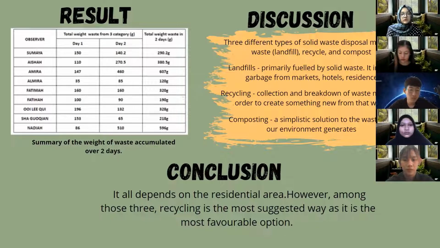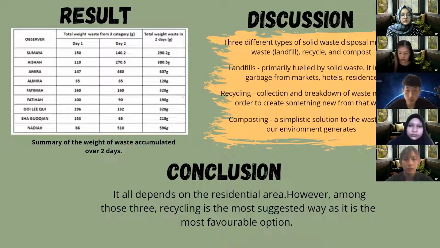And for discussion, there are 3 different types of solid waste disposal methods, which are landfill, recycle, and compost. First is landfill, which is primarily filled by solid waste. It includes garbage from markets, hotels, and residents. And second is recycle, which is collection and breakdown of waste material in order to create something new from that waste, like paper cups, straws, and glass. And lastly is composting, a simplistic solution to the waste that our environment generates, and it also has numerous benefits for both ourselves and the environment.